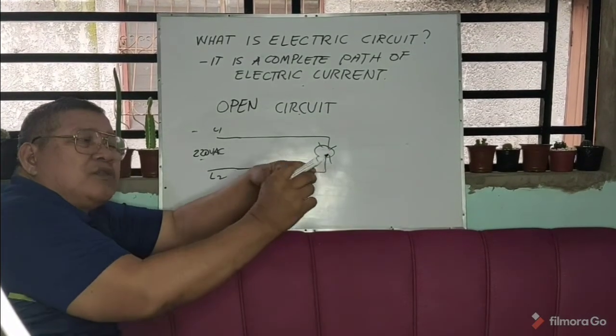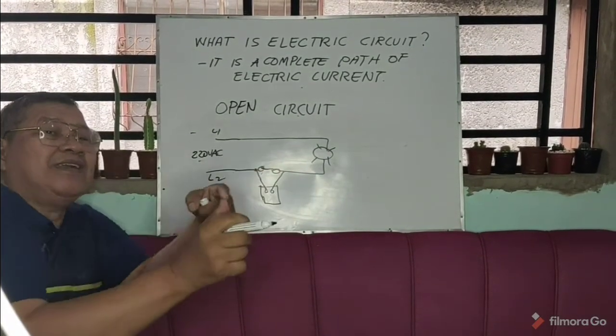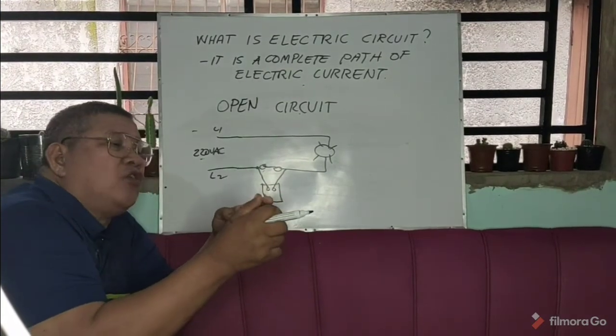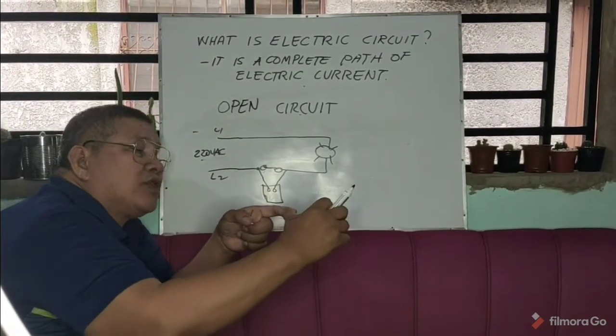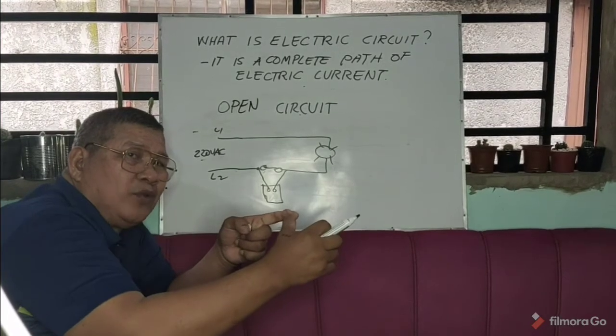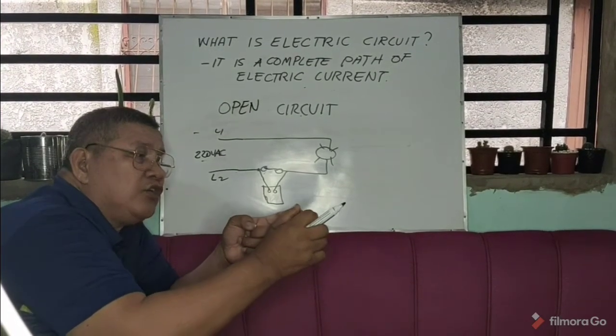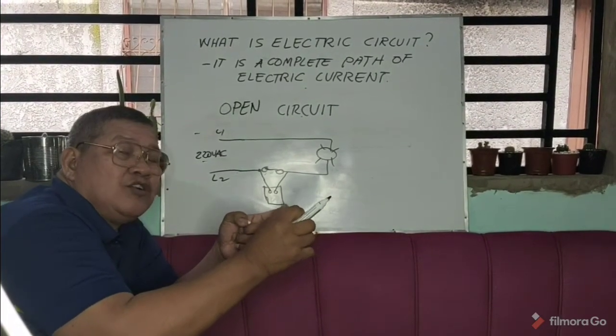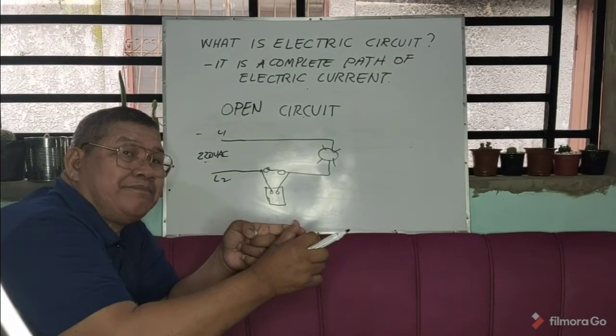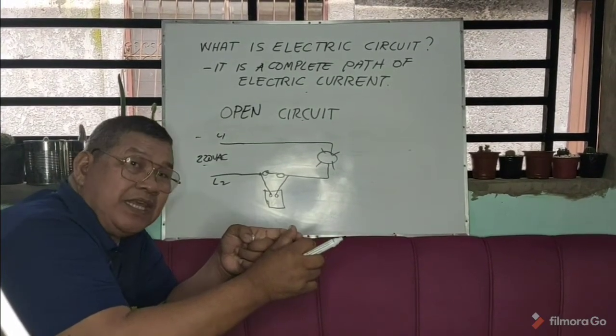Now, what may be the cause of an open switch? Maybe the contact is dirty, or the contact is not properly touching when you switch on. So what will you do? You adjust it. Or if not, you clean the contact using sandpaper. So that is one remedy.